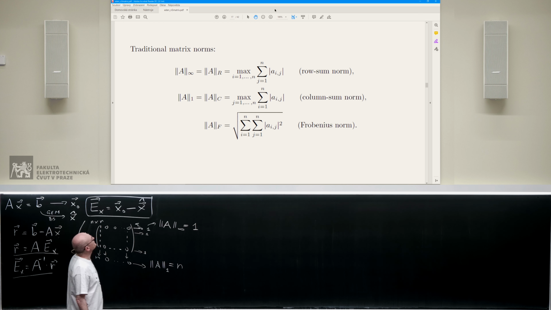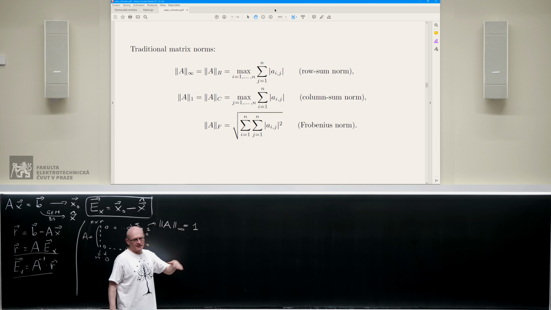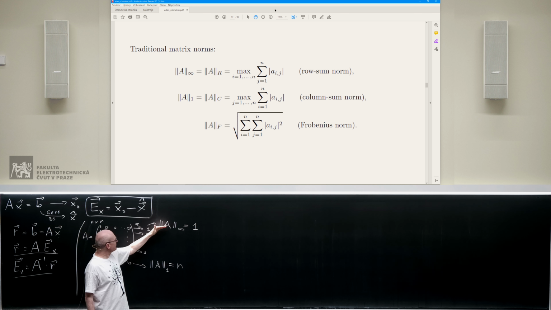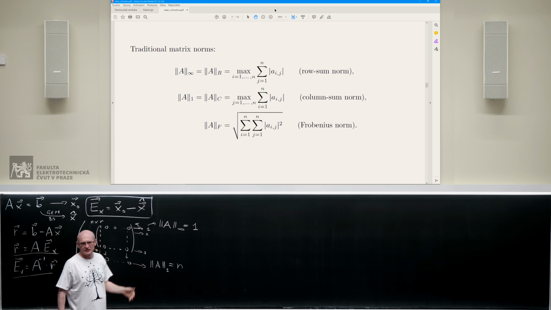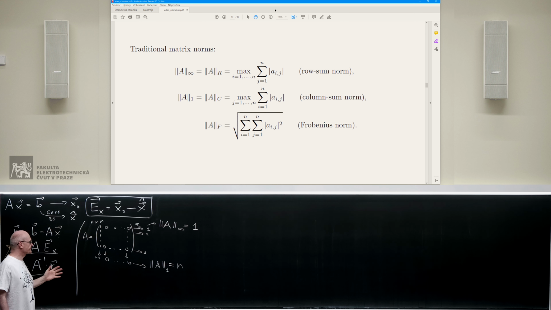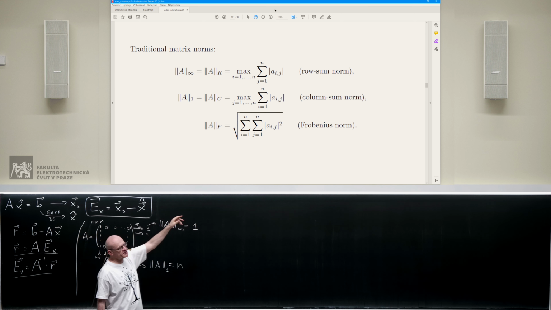Now, one thing that we can notice is that I'm using a notation which is familiar. It's very similar to the one which we had for vectors, but actually I'm using different calculations. So this is a little bit strange. Finally, the last norm looks okay.